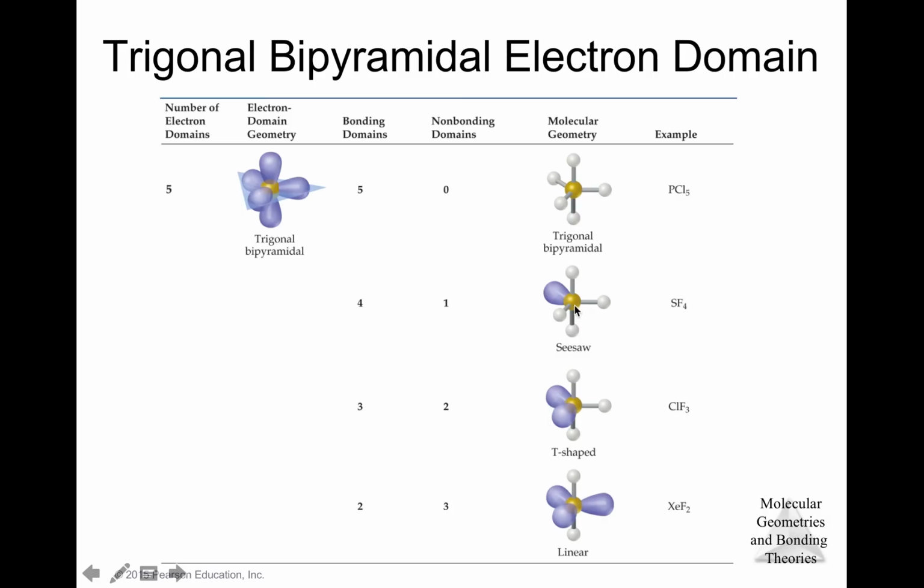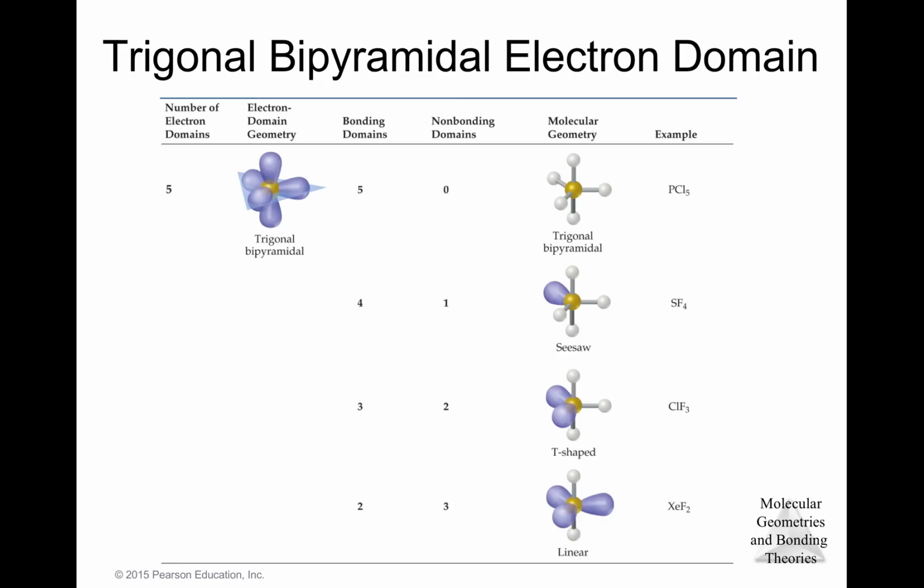seesaw. So if you really look carefully, you can imagine that these would be the feet of the seesaw, and this would be the bits that children sit on and go up and down. You've got to really squint to see the seesaw picture. If you've got 3 bonding domains and 2 non-bonding domains, then you get a T-shaped molecule. If you have 2 bonding domains and 3 non-bonding domains, then you're going to get a linear molecule. An example of that would be xenon difluoride.